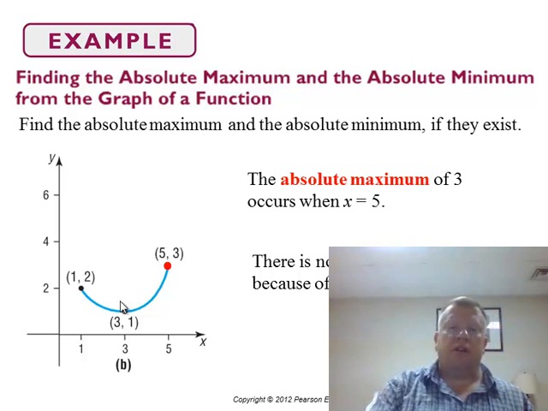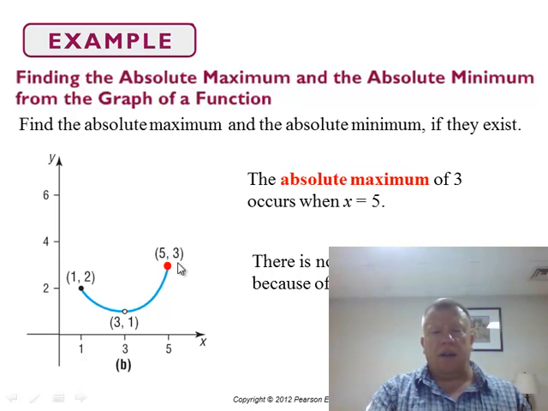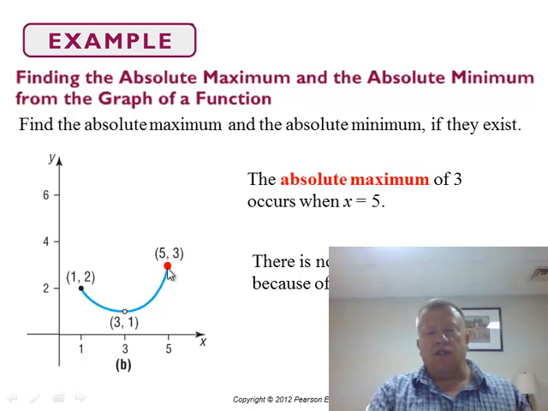Okay, same discussion here. By the way, at x equals 5, we have the absolute maximum value of this function at 3. The function is going to be less than 3 for all other values of x on the domain from 1 to 5. So you'd answer the question, for what x value is there an absolute maximum? That x value is at 5. What is that absolute maximum? It's 3. There is no absolute minimum value because of that hole at x equals 3.